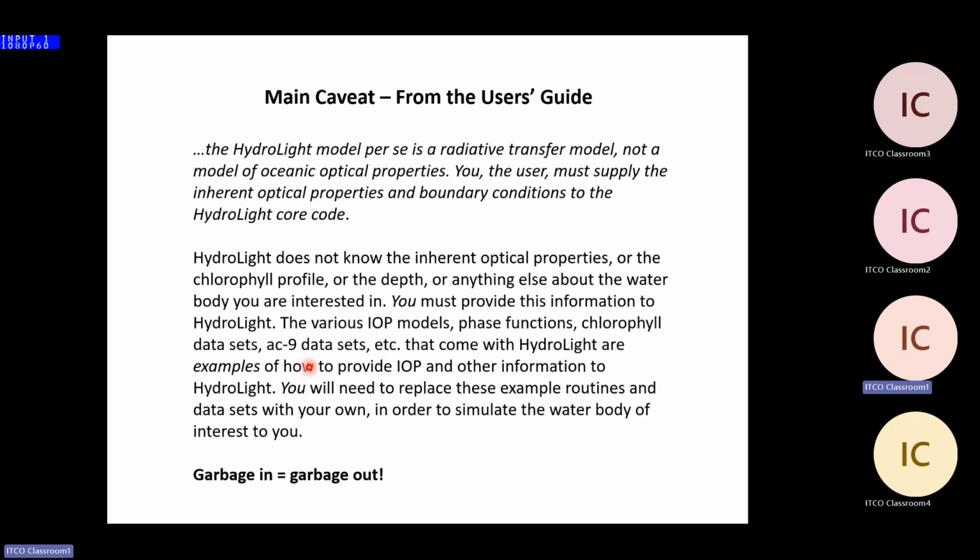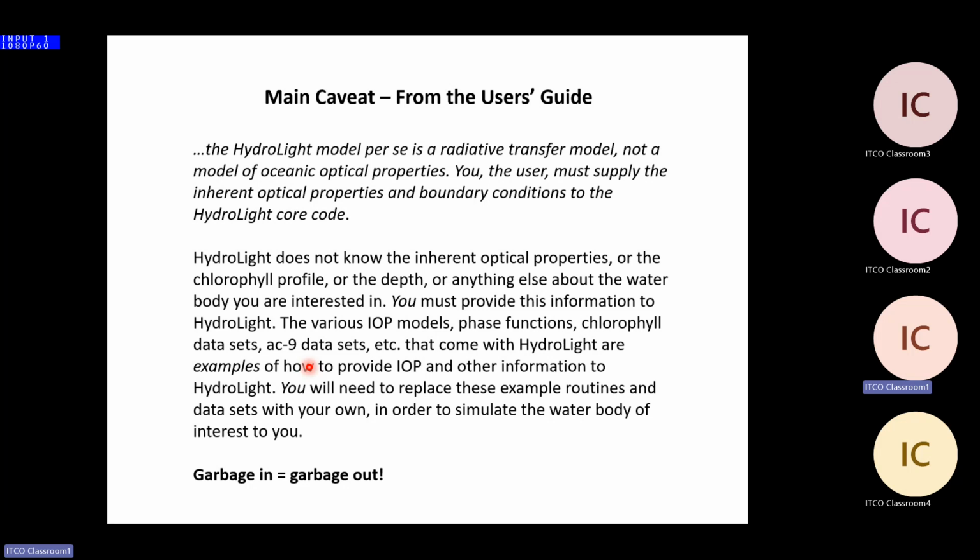The main caveat from the user's guide, I'll say it again, although I've kind of said it: the Hydrolite model per se is a radiative transfer model, not a model of oceanic optical properties. It has those properties built in. It has example data sets for you to use, but you, the user, must supply the inherent optical properties and boundary conditions for the Hydrolite core code. So Hydrolite doesn't know anything about your particular situation.